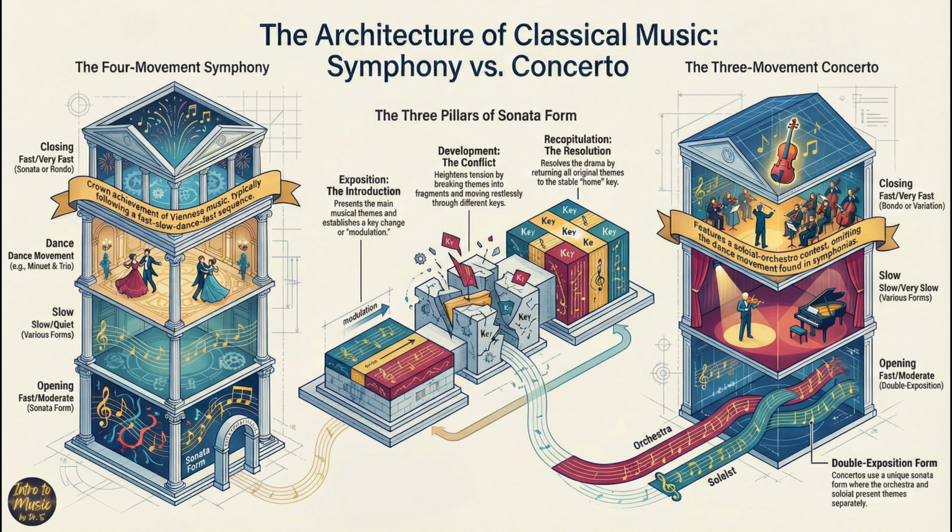You have your first act, the exposition. Where you meet the main characters, the themes. Precisely. Then you get the second act, the development. The messy middle. The messy middle is perfect. This is where the plot thickens. The themes are broken up, recombined, thrown into turmoil. The sources call it fragmentation. It's where the hero gets lost and everything feels unstable. Exactly. Until you reach the third act, the recapitulation. Where everything comes back home and order is restored.